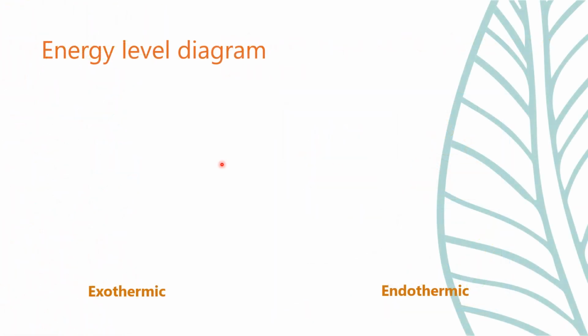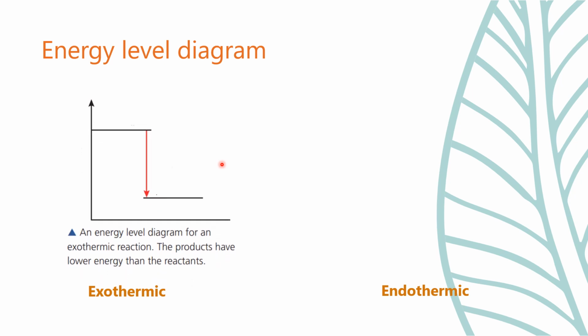Energy level diagram. From the energy level diagram, you can explain whether the reaction is exothermic or endothermic. So let's look at the energy level diagram for an exothermic reaction. You must be familiar with the energy level diagram for each reaction, and you must also be able to draw the energy level diagram.